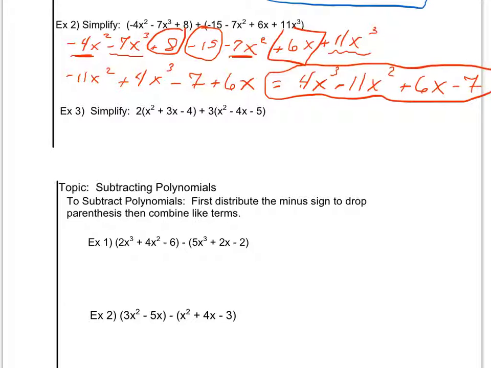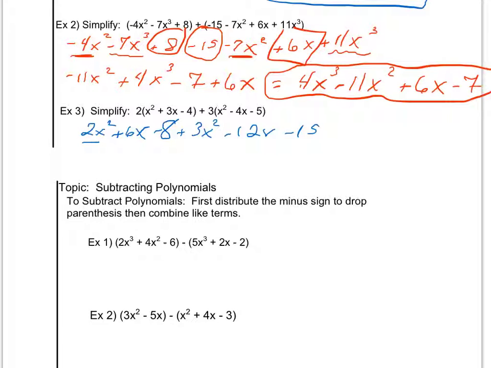So again, I see I'm trying to add these together, but I notice that this time, a little bit different, there's a number out front first. So the first thing I'm going to do is distribute that 2 in and distribute that 3 in, which will in essence get rid of my parentheses, just like I've done above. Distributing the 2 in, I get 2x squared plus 6x minus 8 plus 3x squared minus 12x minus 15.